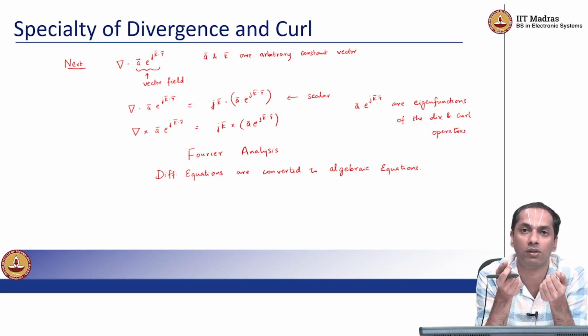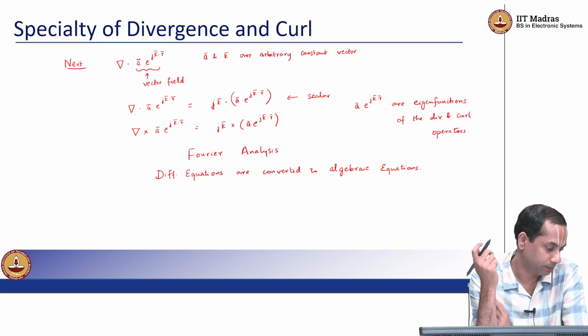We take advantage of the fact that these divergences and curls have these very convenient eigenfunctions, right, and these eigenfunctions can be used repetitively in a linear weighted sum form to represent any field of any type, right.